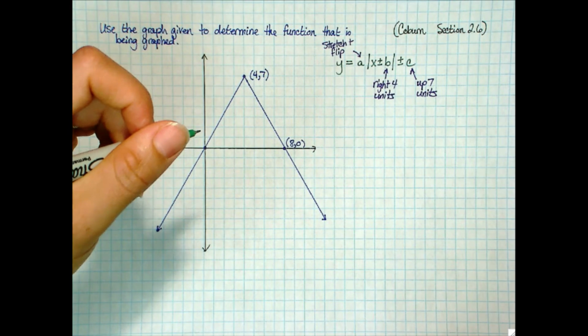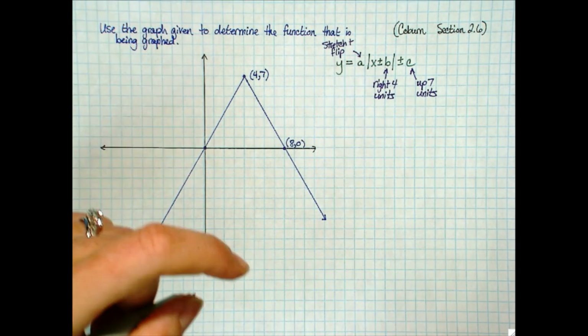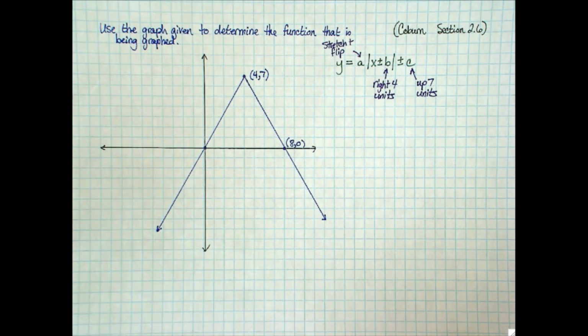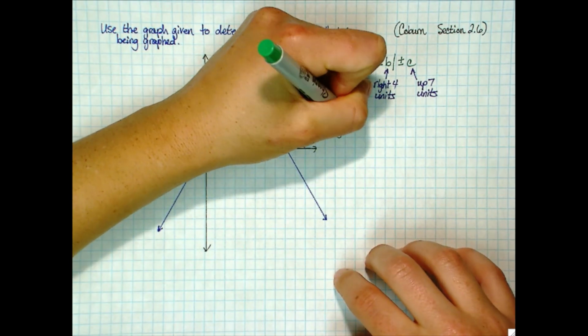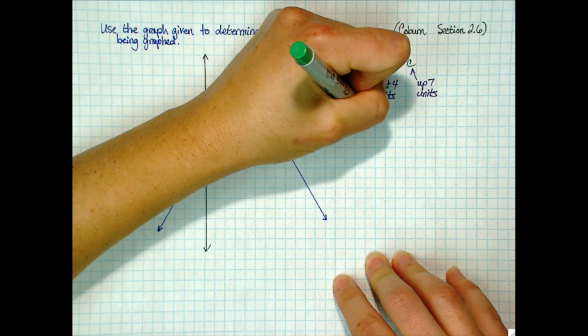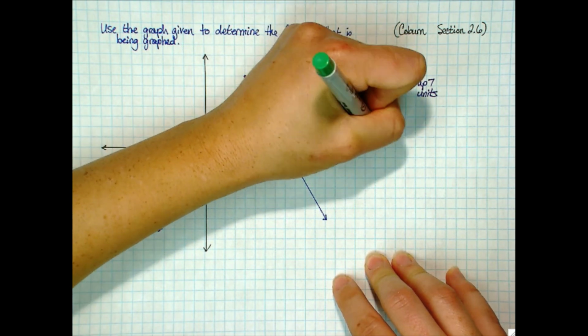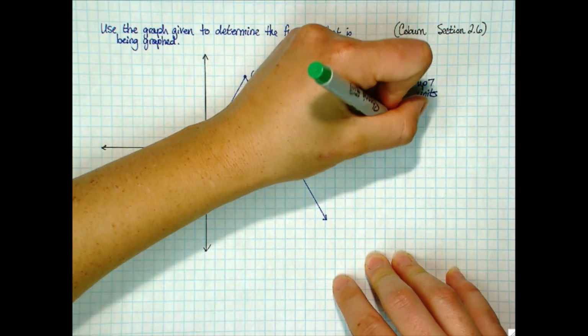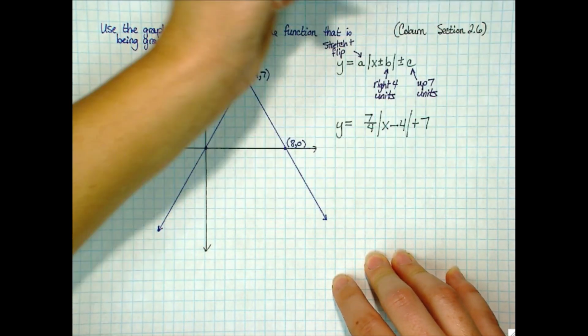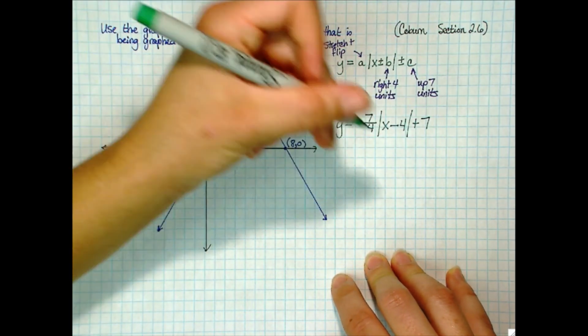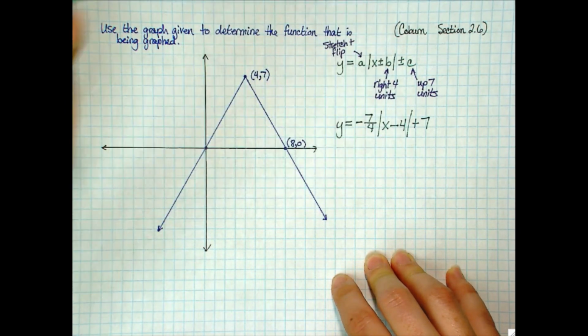So that means he's 7/4 as steep as a regular one. So that means that I can write 7 over 4, absolute value of x minus 4, plus 7, and then that little negative for the flip.